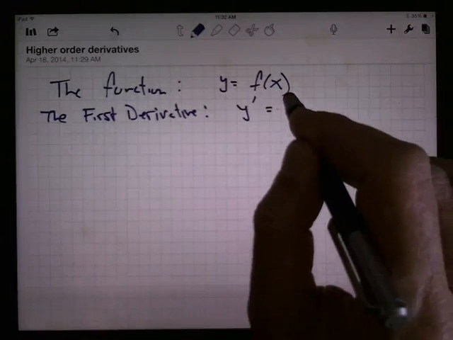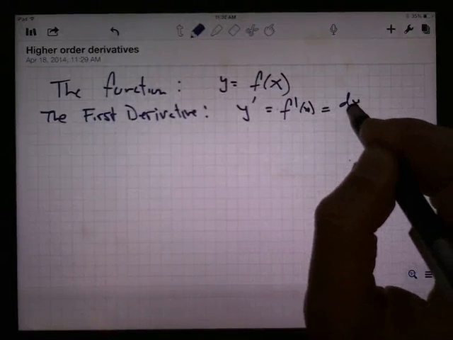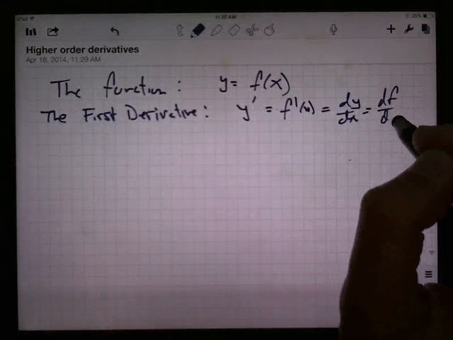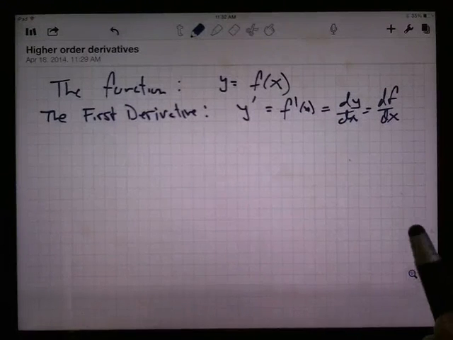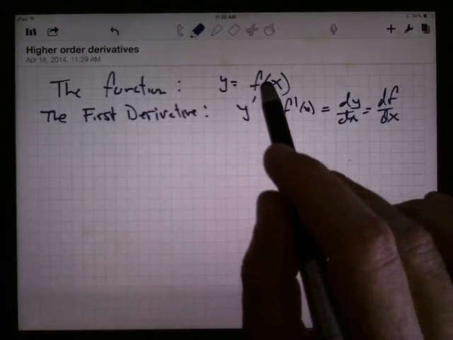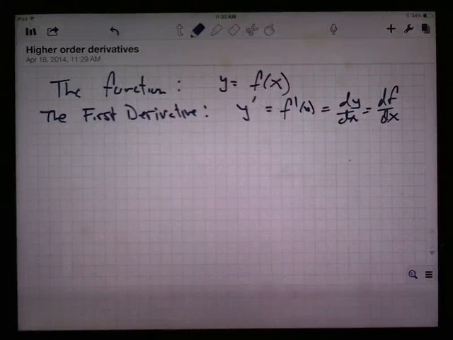Sometimes we call this f prime of x. We're also calling it dy dx, or we're calling it df dx. These are all the different notations that we have for this derivative function. The derivative is telling us the slopes of tangent lines of the original function. Okay. The thing is, the derivative is a function, and it has a derivative.